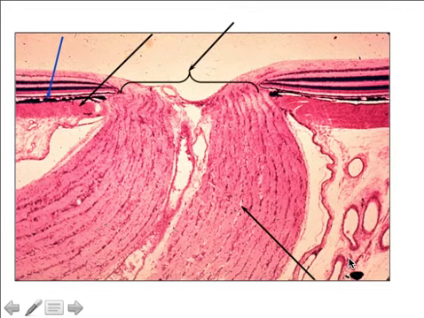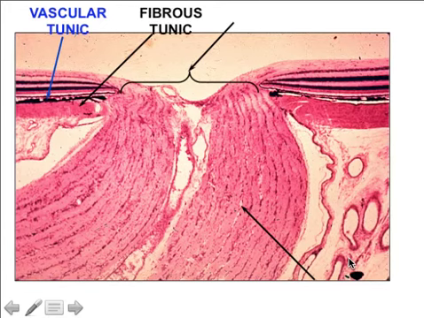This is the vascular tunic. This is the portion that contains blood vessels that help nourish the neural tunic. This is the fibrous tunic, the outermost layer, which again in the eyeball is composed of the sclera, which is the white of the eye, and the cornea, which is the transparent portion.